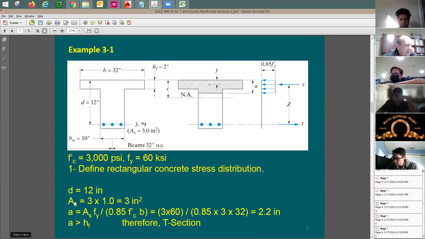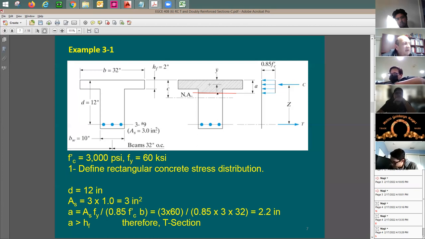Here's the depth 12, AS is gonna be 3 square inches. Look at this equation for A. AS FY divided by 0.85, F prime C, 3 KSI, and look at the width, 32 inches. Look at the depth of neutral axis or the depth of compression block. It's gonna be 2.2 inches. So actually it turns out to be more than 2 inches.